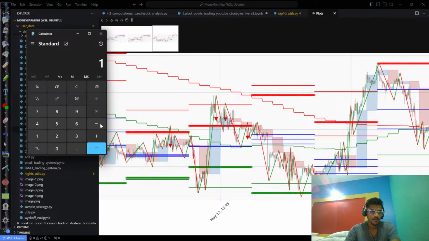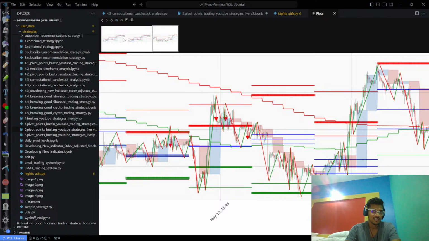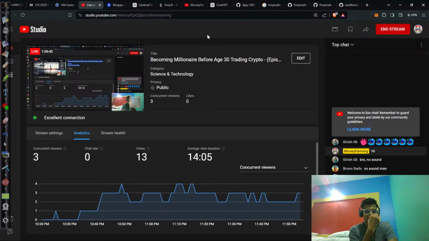So this is the way I do it. I had like 163, so 163 by 500. I got like 0.32, and just subtract one from it. So it's around like a 67% return on it, you know.